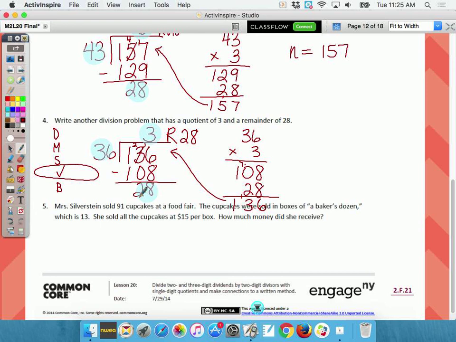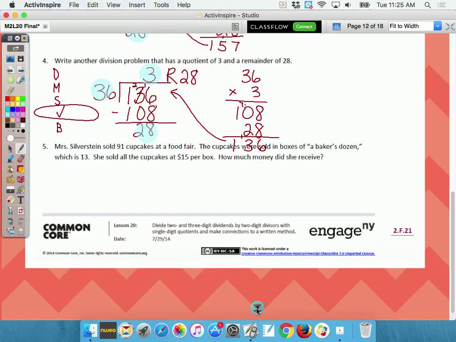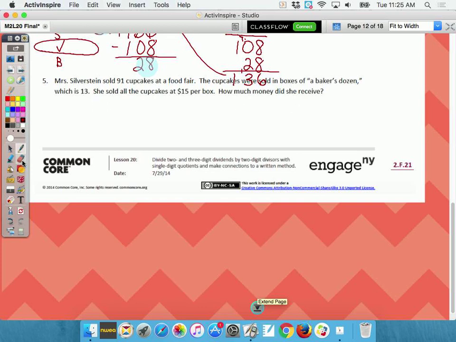Okay, let's do the last problem, and then you'll have plenty of time. Exit ticket. This says Mrs. Silverstein sold 91 cupcakes at a food fair. The cupcakes were sold in boxes of a baker's dozen, which is 13. She sold all the cupcakes at $15 per box. How much money did she receive?